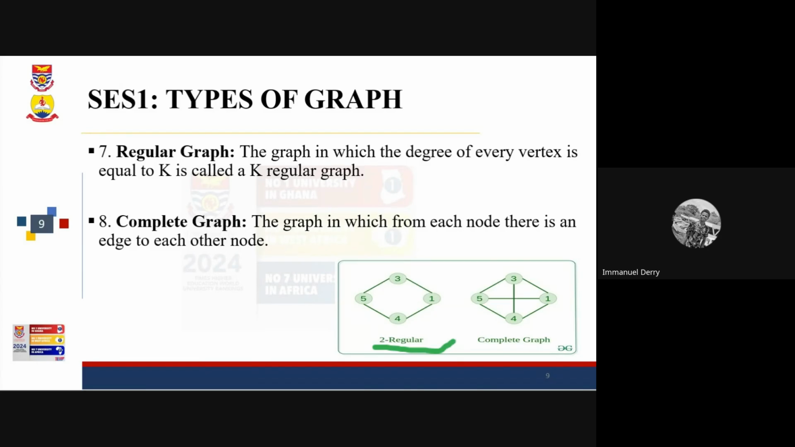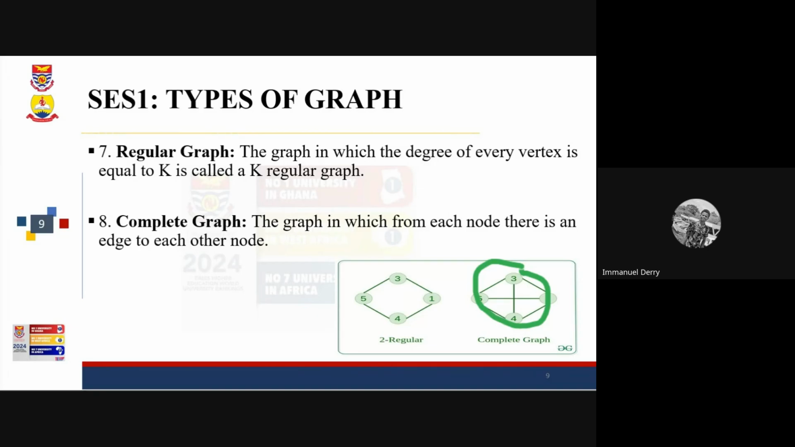Please, are we clear? Now moving on to the second graph here. How many degrees do you think we have for this particular vertex 5? Say 3. All right, and then 4 is also 3, 1 is 3, and then 3 is also 3. So it means that this particular one can also be called a 3-regular graph.